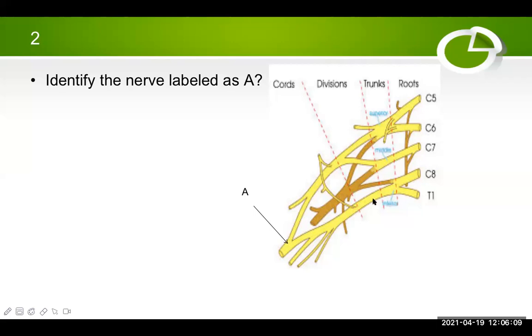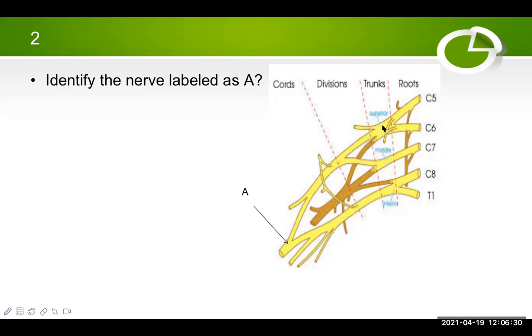Now see this, how to recognize it. Median nerve, see this, C5 and C6. This is the upper trunk or the superior trunk. C7, middle trunk. C8 and T1 is the lower trunk. Now these are the anterior and posterior divisions, the anterior division and the posterior division of each of the trunk.